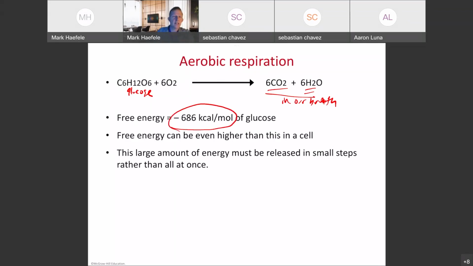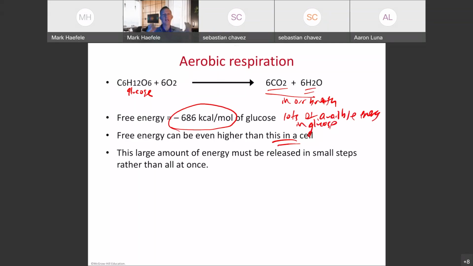So in a cell, that's just in us, right? So in a cell, it can actually get higher than this. So that's really good. So what does that mean? That means there's lots of energy available. Remember, available energy, that's what free energy is, in glucose. And we want to get that out of there.